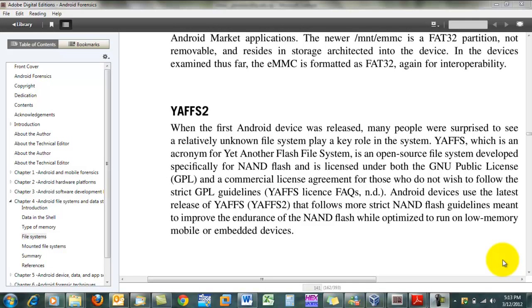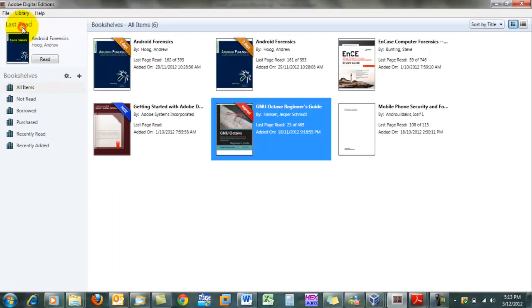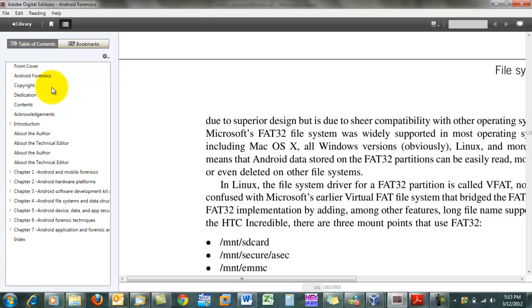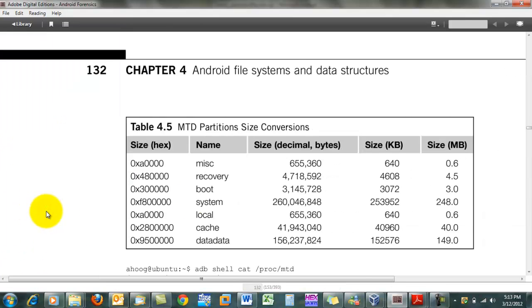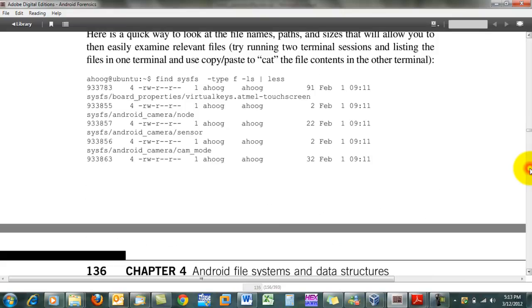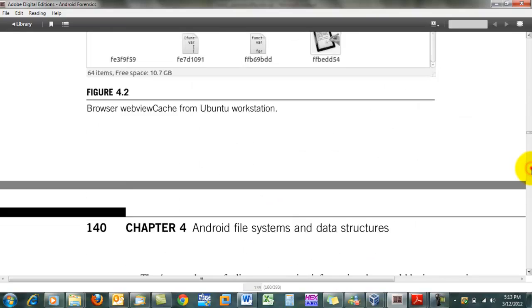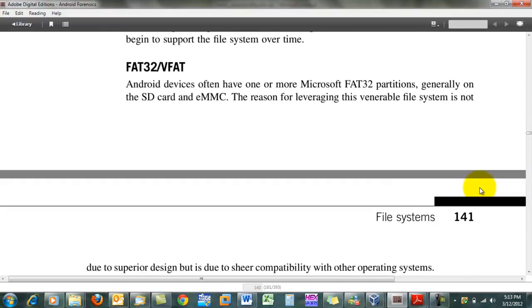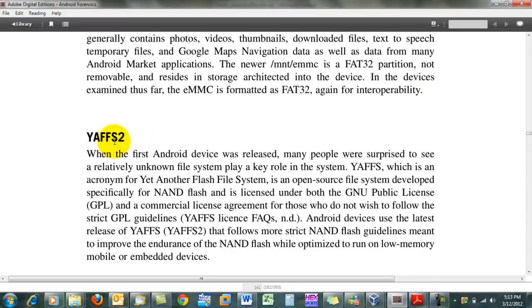In this part, we will look at the file system called YAFFS2, which stands for Yet Another Flash File System. We are going to look at it from the book. This is the same book that we looked at, and we're going to chapter number 4, and a subtopic called file system. If you are following the book, please go to page number 141. Let me scroll to 141. So this is the page we are at, and we're looking at Yet Another Flash File System 2, YAFFS2.